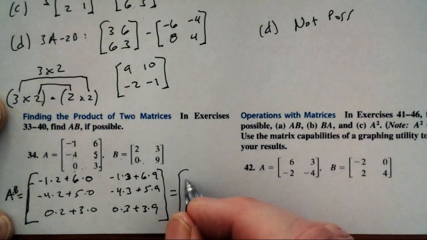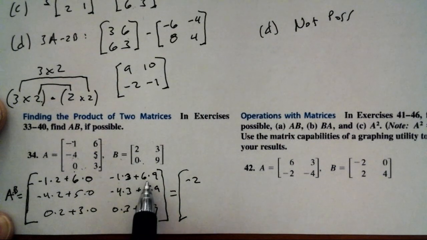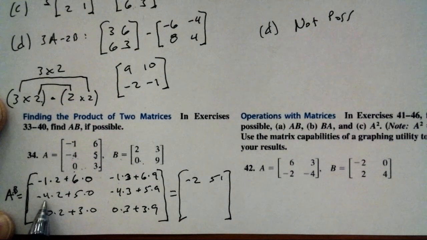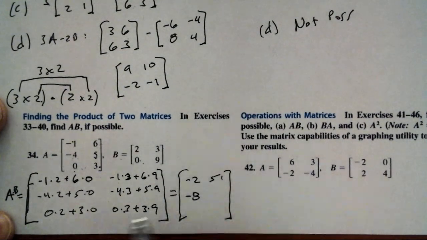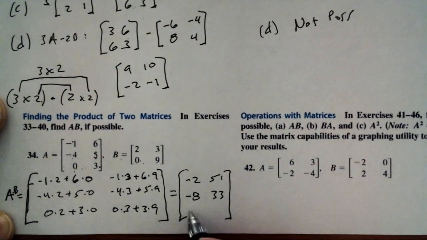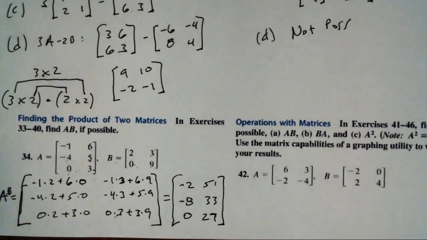-2 and 0, -3 and 54, -8 and 0, -12 and 45, 0 and 0, 0 and 27. And there we have it.